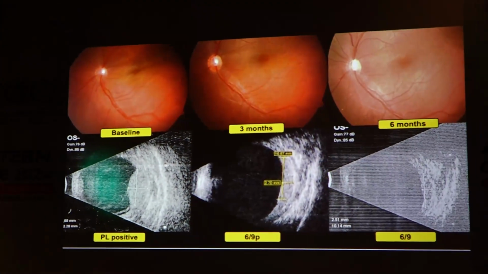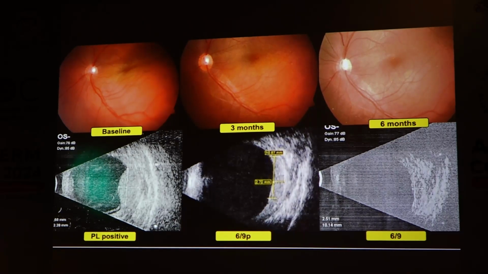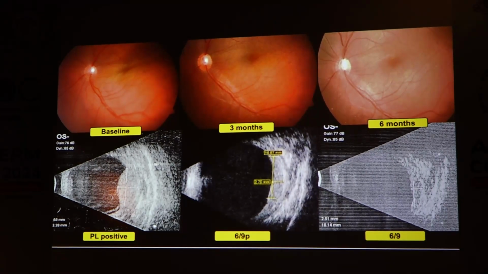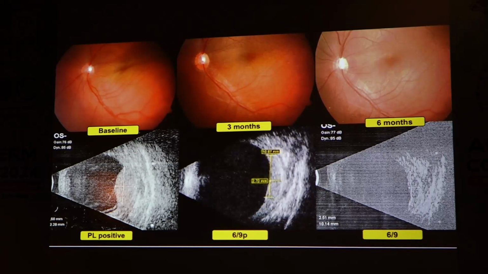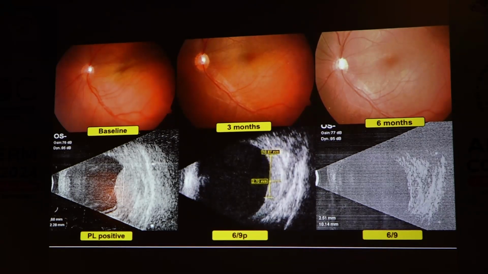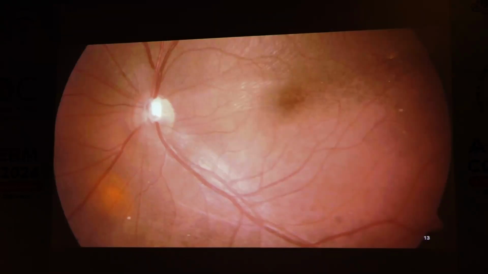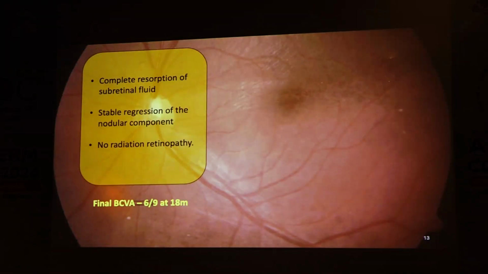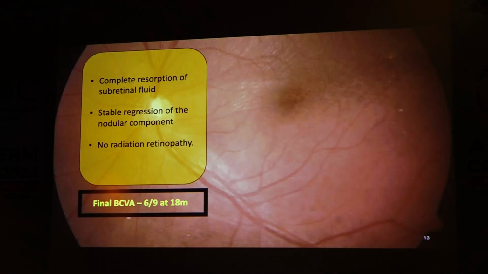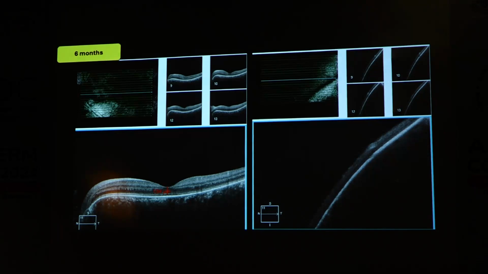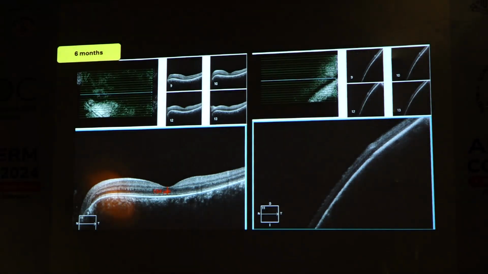This is a serial fundus image showing excellent outcome at baseline, 3 months and 6 months with a very good visual improvement from perception of light to 6/9 by the end of the treatment. So at the end of the treatment, he had a complete resorption of the subretinal fluid, stable regression of the nodular component, no radiation retinopathy, and a prolific improvement in vision to 6/9 by around 18 months with complete resorption of subretinal fluid on the OCT as well.